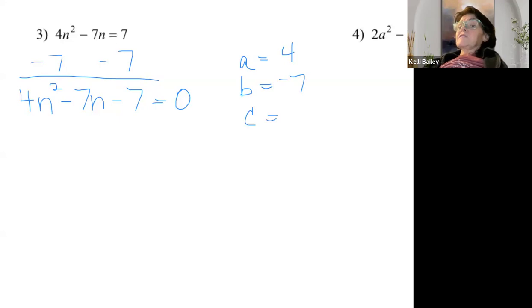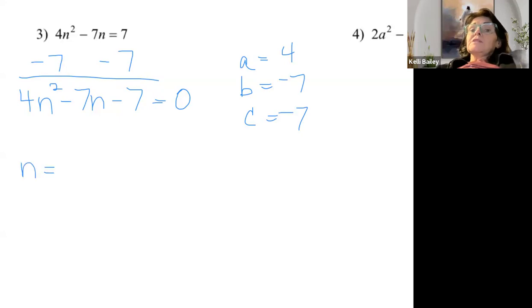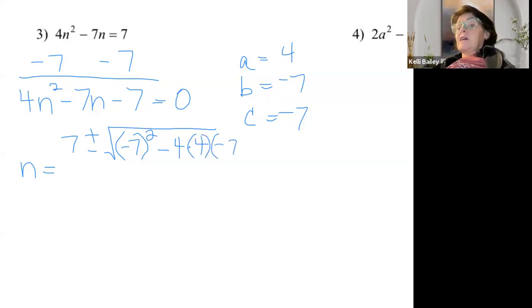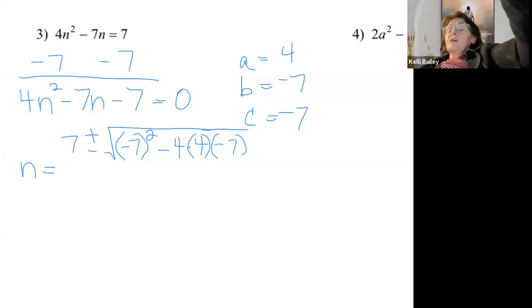C is negative 7. So when I plug it in, I get n equals the opposite of b, 7, plus or minus the square root of b squared. And notice since it's negative, I'm always putting in parentheses. So negative 7 squared minus 4 times a, which is 4, and times c, which is negative 7. So take that whole thing there and put it in your calculator.